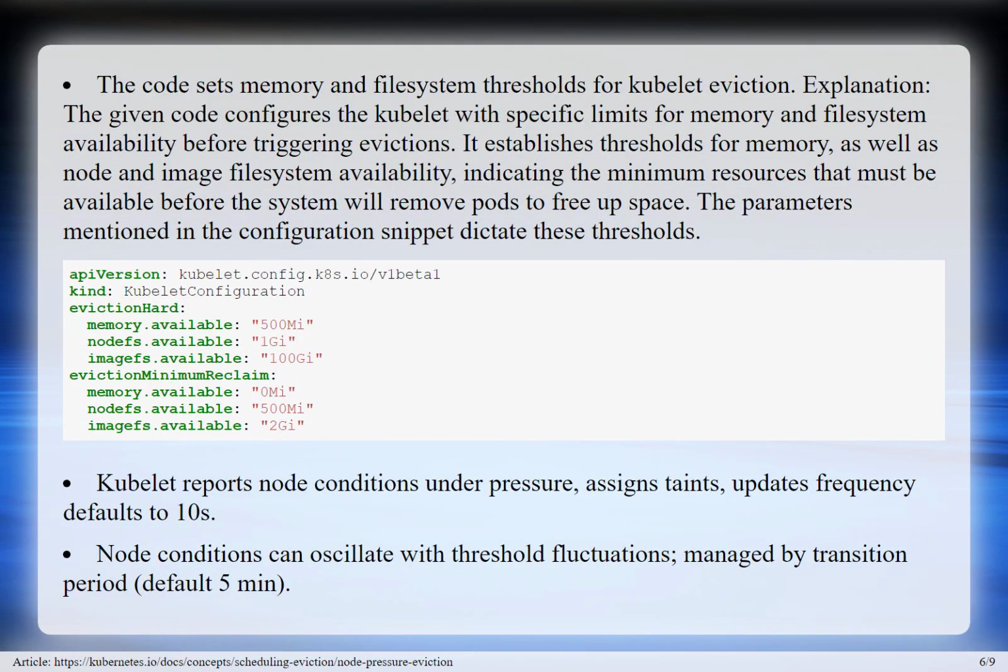Node condition oscillation can be problematic when nodes hover around soft eviction thresholds, fluctuating between true and false states, leading to inefficient eviction decisions. An eviction pressure transition period flag can be used to manage these transitions, with a standard period of 5 minutes, to stabilize the node's assessed condition.